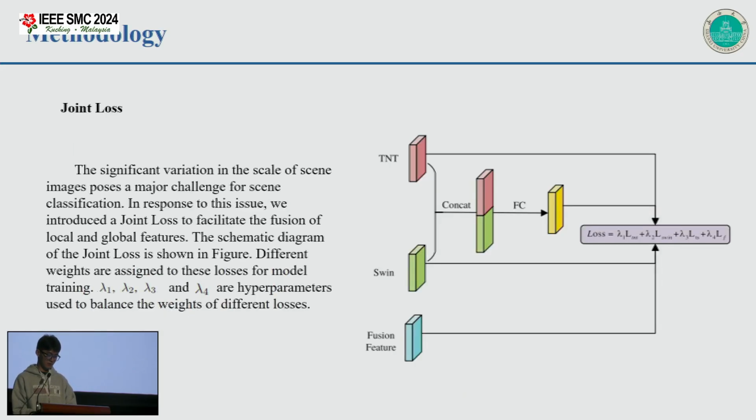Finally, we used joint loss. The significant variation in the scale of scene images posed a major challenge for scene classification. In response to this issue, we designed a joint loss to facilitate the fusion of local and global features. Lambda 1, lambda 2, lambda 3, and lambda 4 are hyperparameters used to balance the weights of different losses.